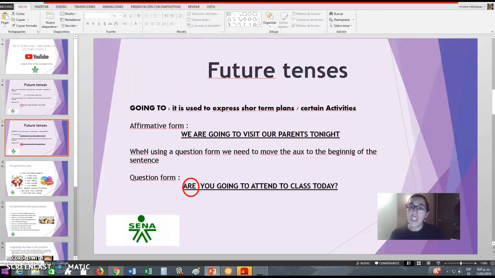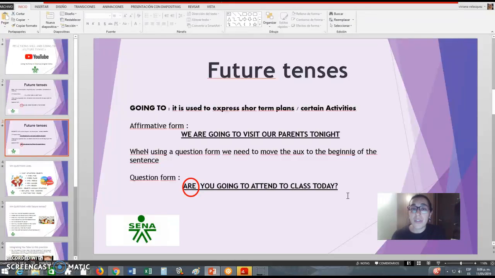The question form is changing the position of the auxiliary. In this case, the auxiliary will be the verb to be. Are you going to attend the class today? ¿Vas a venir a clase hoy? Okay, so are is going to be the auxiliary, va al principio.